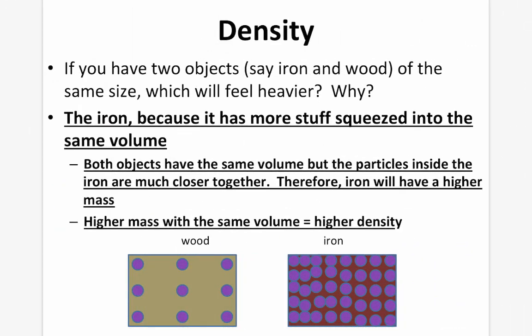So if you have two objects, say iron and wood, of the same size, which will feel heavier and why? Well, the iron will feel heavier because it has more stuff squeezed into the same volume. Both objects have the same volume, but the particles inside the iron are much closer together. You can see that in this diagram here. The particles are much closer together, therefore we can pack more into the same area.